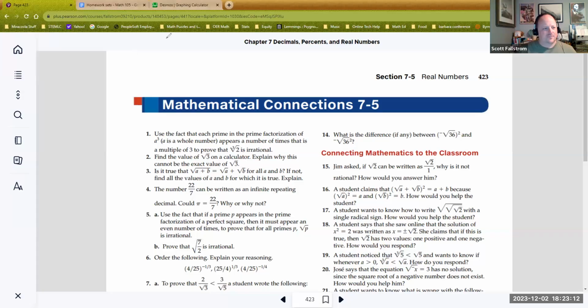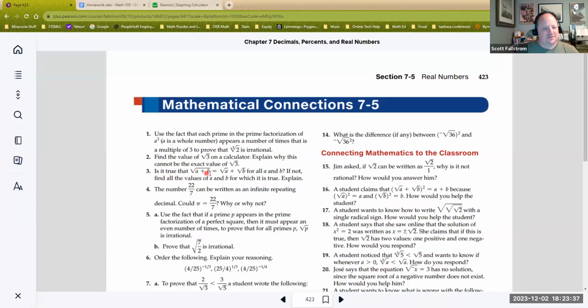Find the value of the square root of 3 on the calculator and explain why this cannot be the exact value of the square root of 3. Remember, if it is the exact value, I should be able to multiply it by itself and get back to the number 3. Your calculator most likely will terminate at some point, and you'll have to show that it works or doesn't work.